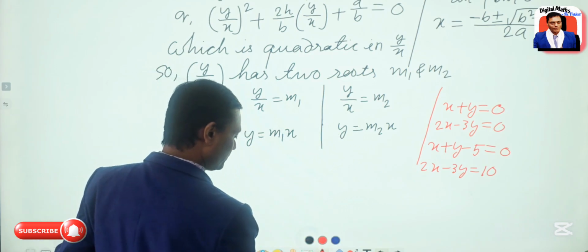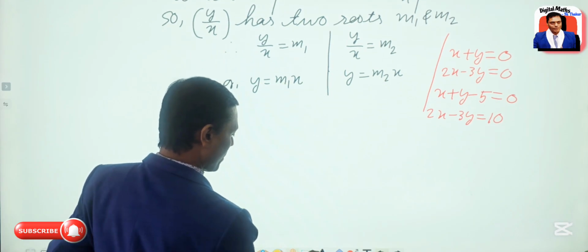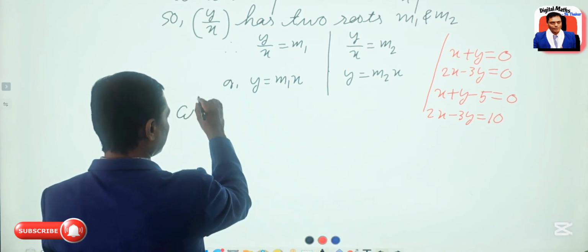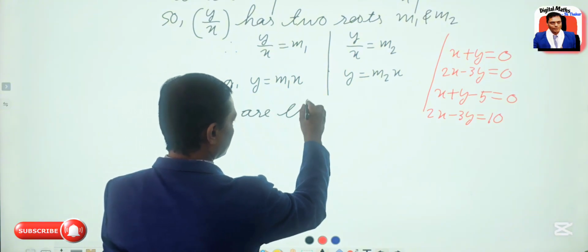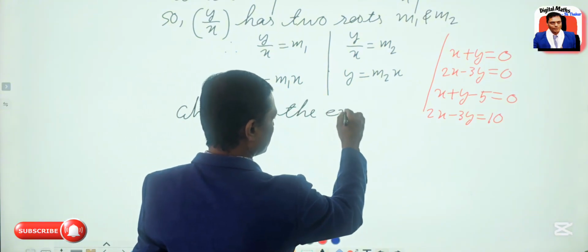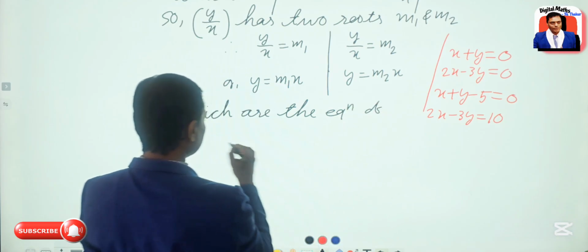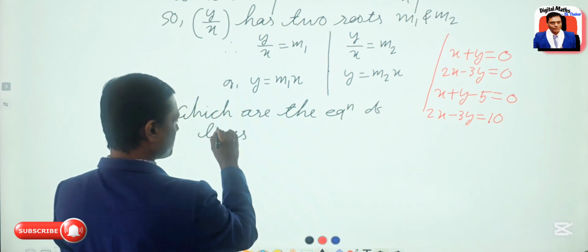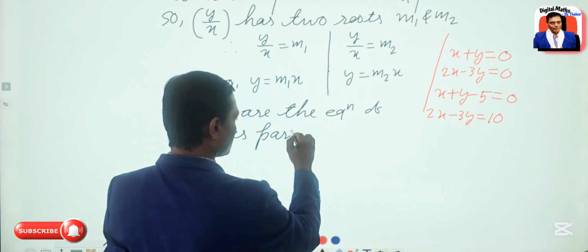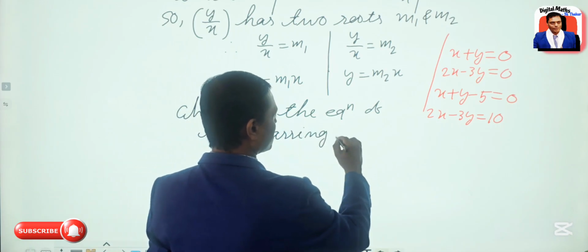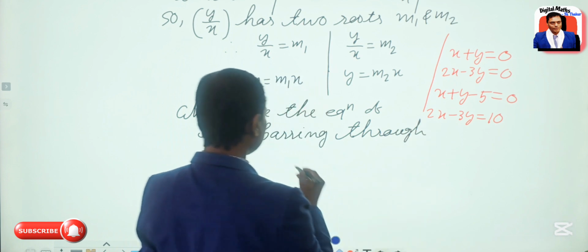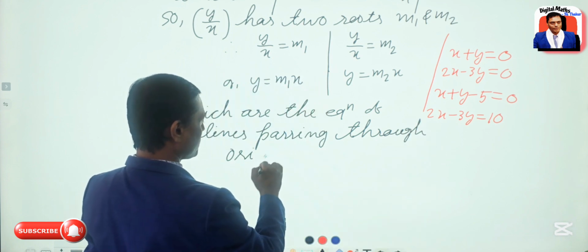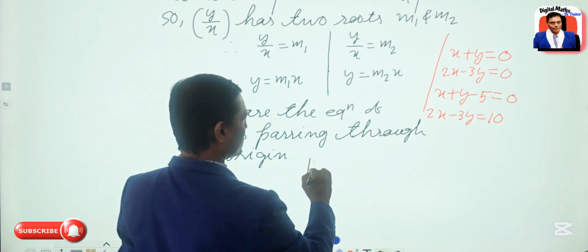Okay, so we can write here, which are the equations of lines passing through origin, that's proved.